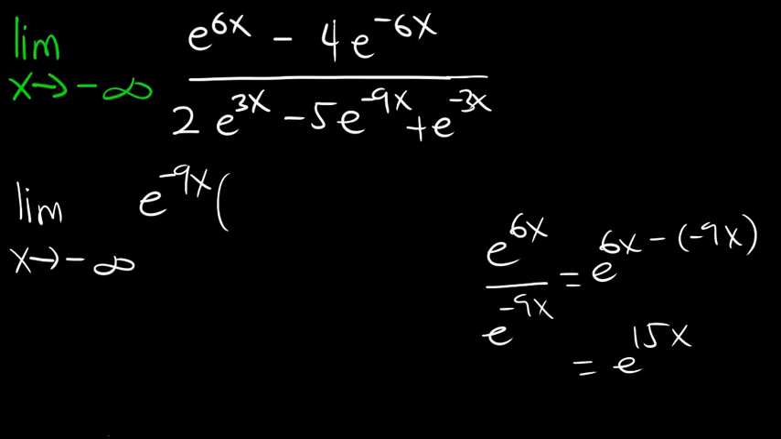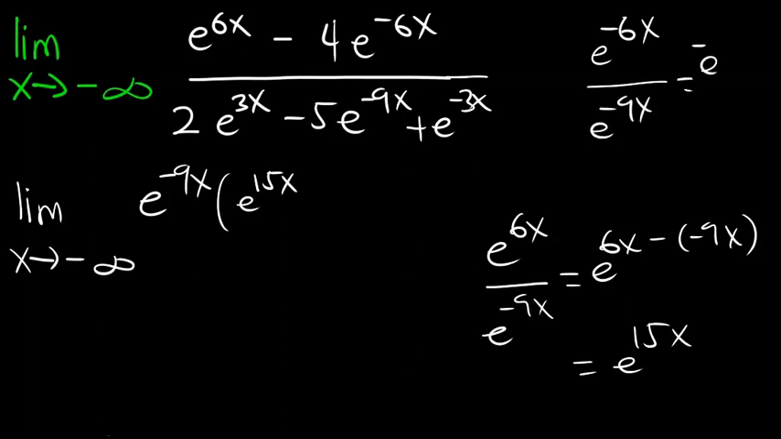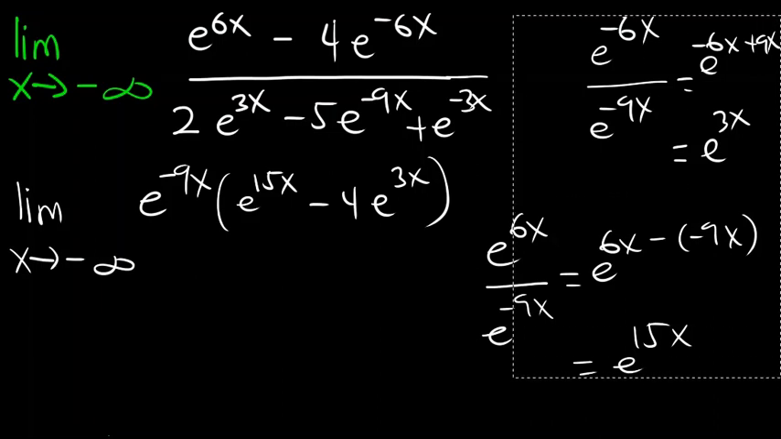So we're going to have e to the power minus 9x, bracket open, e to the power 15x here. And then for the second term also, we have e to the power minus 6x, and we divide this by e to the power minus 9x, which will give us e to the power minus 6x plus 9x, and this will be equal to e to the power 3x. This is what you are going to have. So minus 4 times e to the power 3x, bracket closed. Now let's look at the denominator also. But let me free some space before we continue.